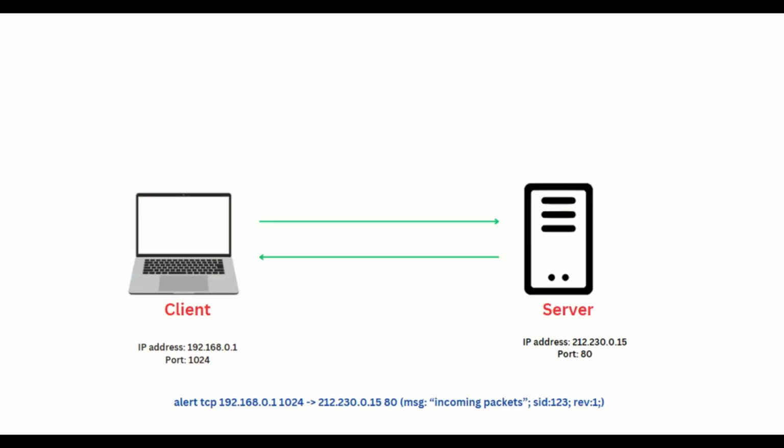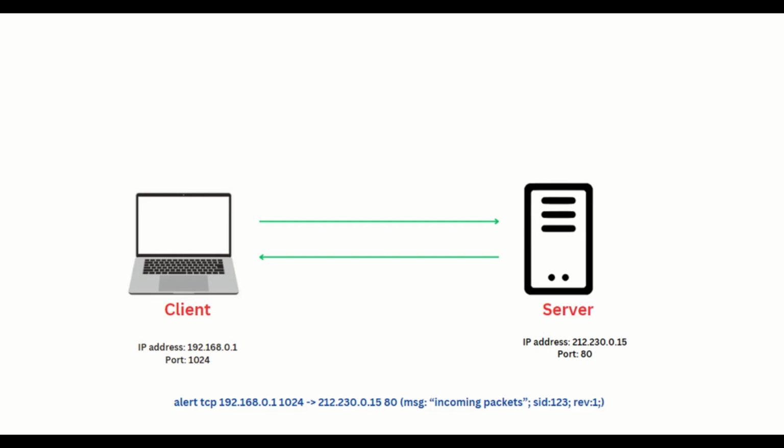So just to visualize things, let's say you have a client and a server that are communicating. This is a two-way communication, right? The client sends a request to the server and the server sends a response to the client. You can see the IP address of the client is 192.168.0.1 on port 1024. Then for the server, it's 212.230.0.15 on port 80.